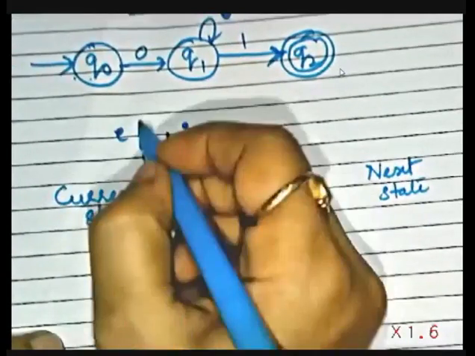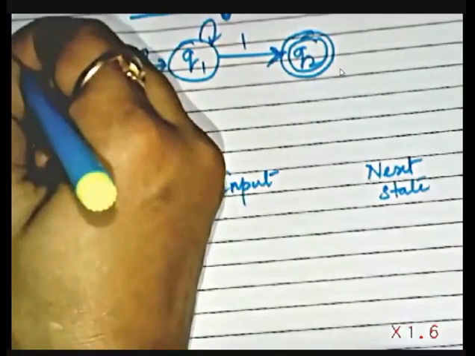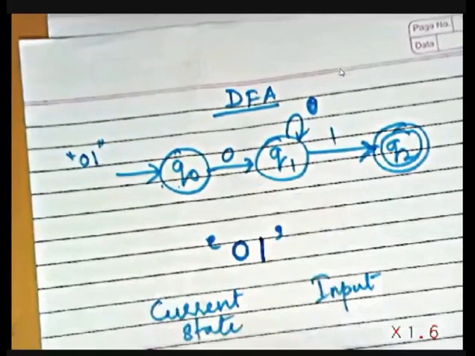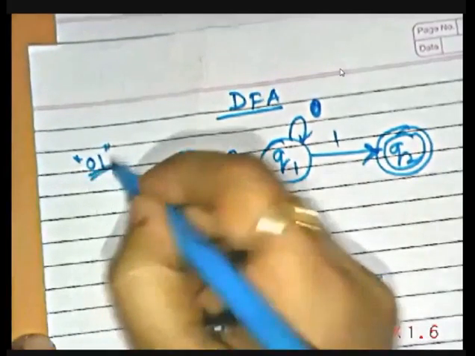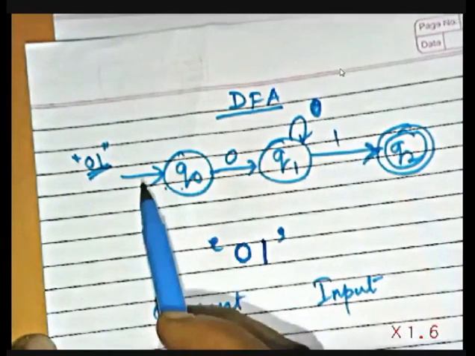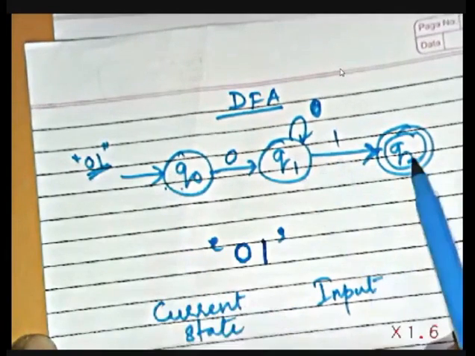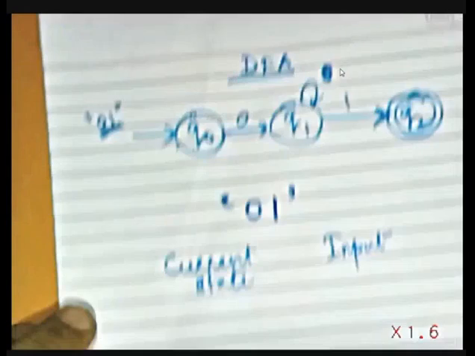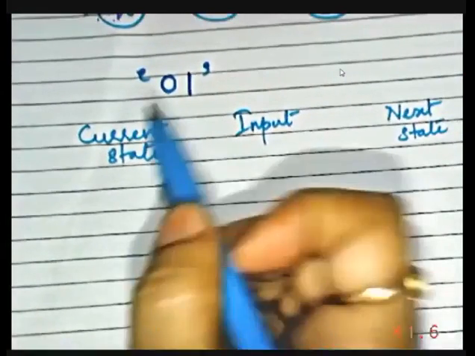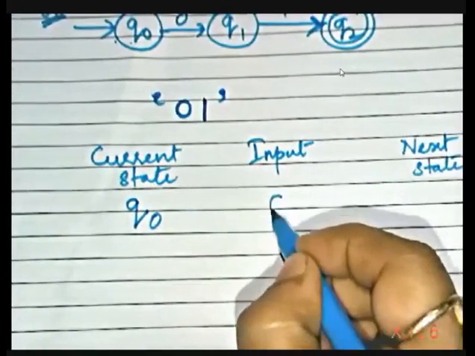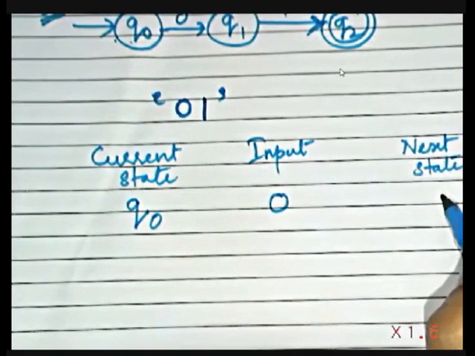Now I am giving input as 0, 1 to this finite automata, and I want to check whether this string is acceptable to this finite automata or not. How will I check? If I can reach from the initial state to the final state with this input string, then I can say it is acceptable. How will I show it? My current state is initially Q0. My input is 0, right? What is my next state? My next state is Q1, right?